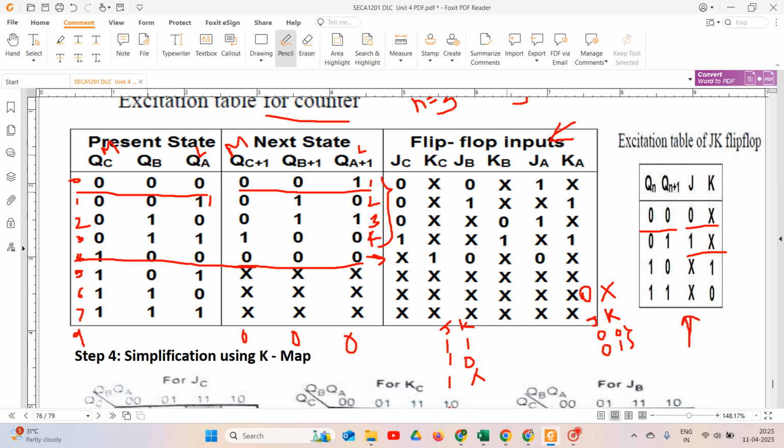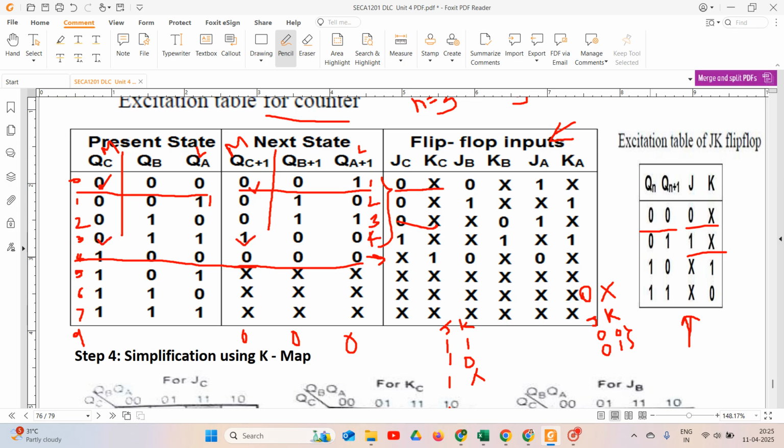Okay, for example, consider only QC as the present state, and in the next state QC plus 1. See here, this is my 0, and my next state is also 0. 0 0 means 0 don't care, so you have to write 0 don't care. Next one is again 0 0, 0 don't care. Then 0 1 becomes 0 0, which is also 0 don't care. Up to here it is 0 don't care.